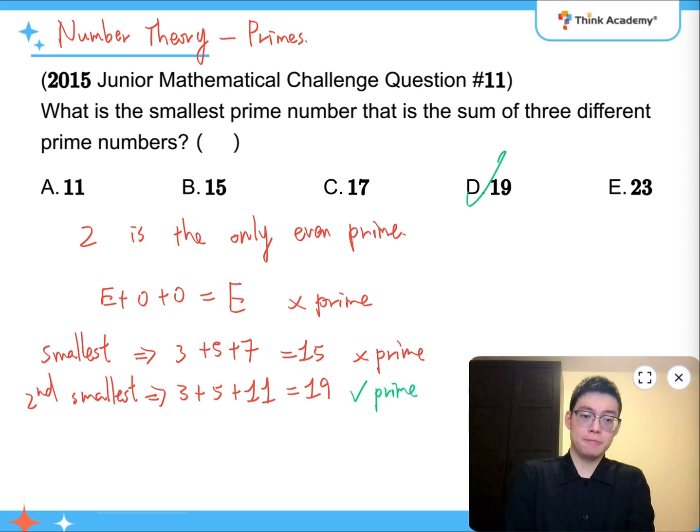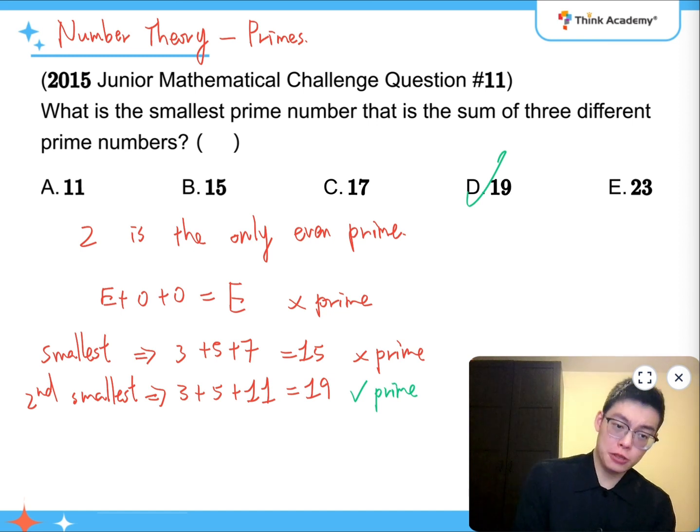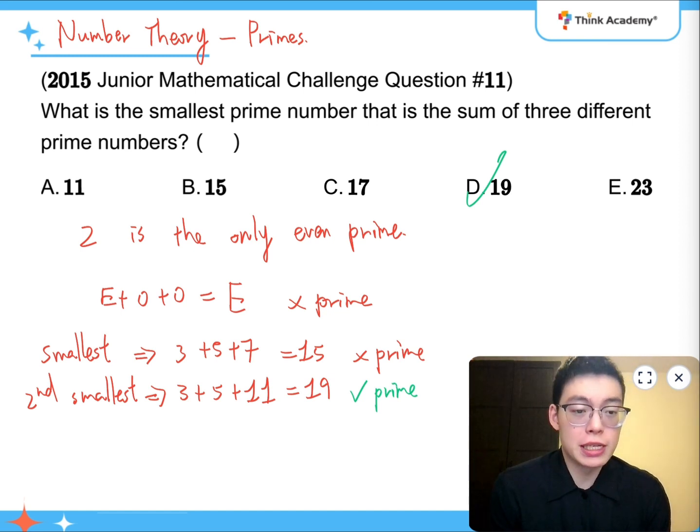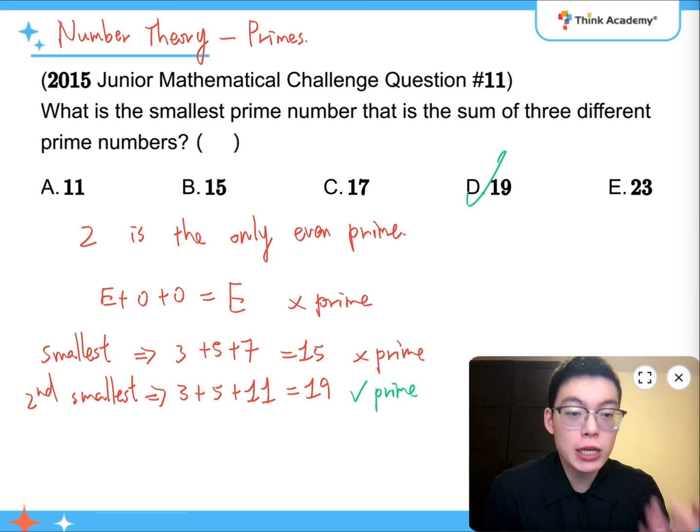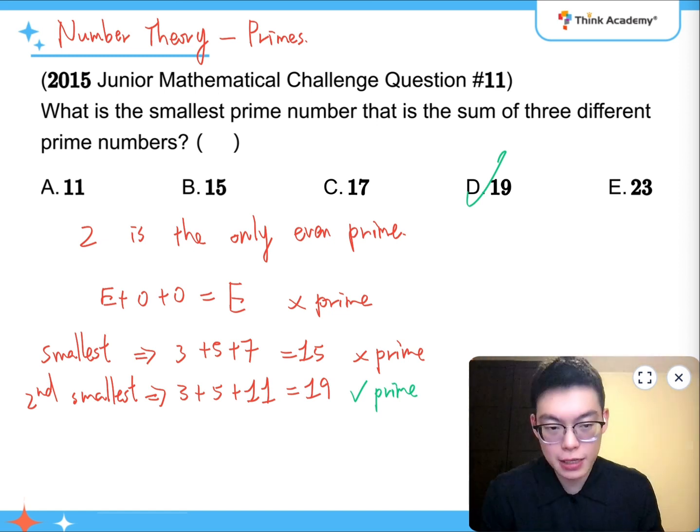Okay? So you can either try it out or just use this logic to solve this question. All right? First of all, we need to know that 2 cannot be involved. And then we're just moving on to trying all the smallest possibilities one by one. Okay?